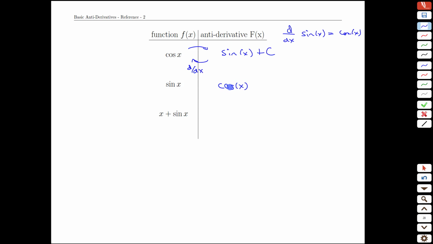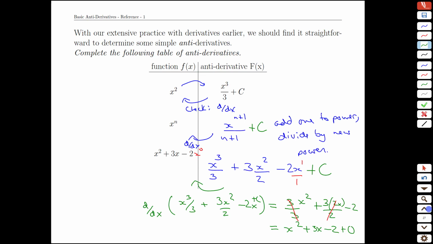It's going to be based on cos of x, but if we think of the derivative of cos, the derivative of cos is minus sine of x. So if we're going to get just sine of x back, we're going to have to add another negative. And this is very similar in feel to the example over here. When we differentiate, we get a multiplier. When we anti-differentiate, we get a divider.